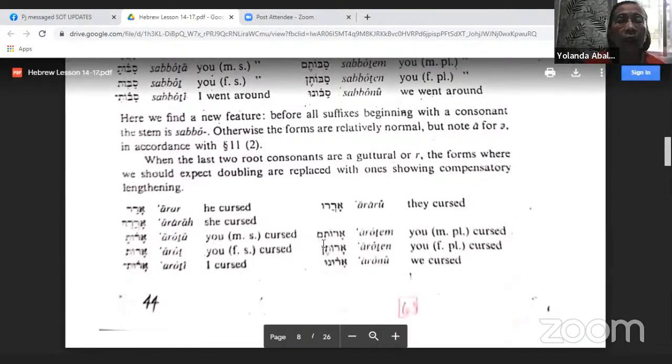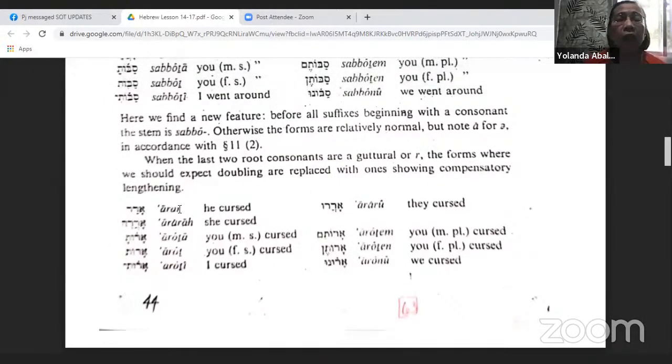Okay? Then we have the word arar. Arar is a curse. Meron synonym ang arar. And that is kilala. Kilala. Hindi po yung kilala na we know. Arar, he cursed.